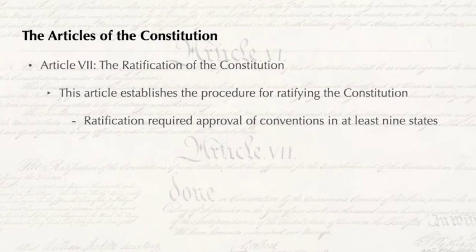The last article of the Constitution establishes the procedure for ratification or approval of the Constitution. Ratification required approval of conventions in at least 9 states.